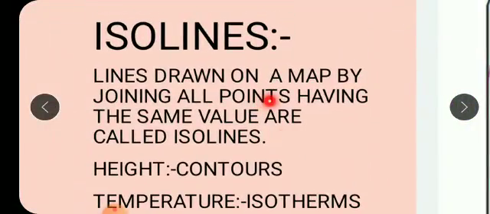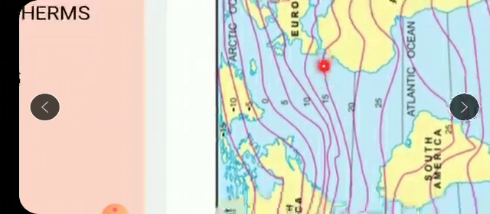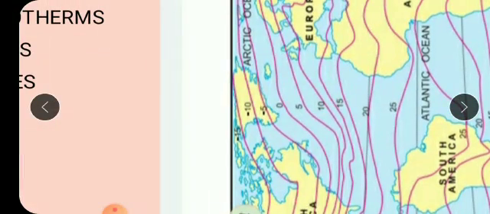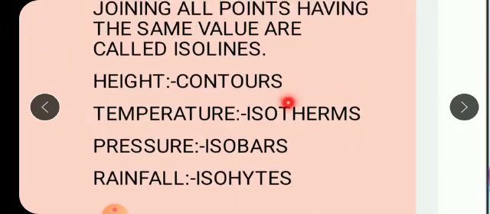Lines drawn on a map by joining all points having the same value are called isolines. If you see here, the lines are drawn on the same value. See, all lines are drawn, like here 0, all points joining 0, all points joining 5, all points on 10. So joining the same value. See, 5, 10, 15, same value. So when we draw such lines on the map joining the same value, it is said to be the isolines. Understood the meaning of isolines, children?